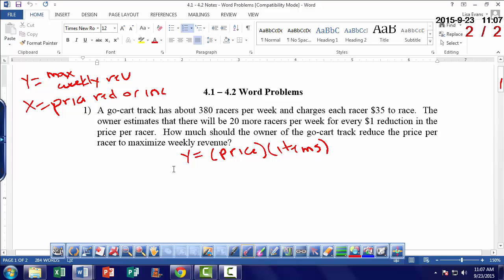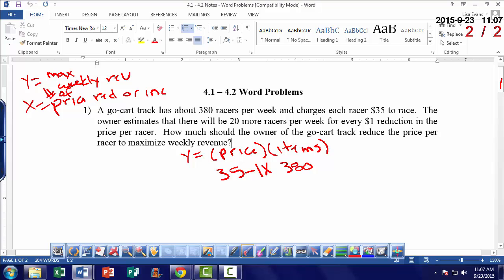Okay, a go-kart track has about 380 racers per week, so we're going to put 380 here. Charges $35 to race, so we're going to put our price there. The owner estimates that there will be 20 more racers per week for every $1 reduction in price. So I'm going to find out how many $1 reductions we're taking. X, we don't know. I should write number of price reductions or increases.